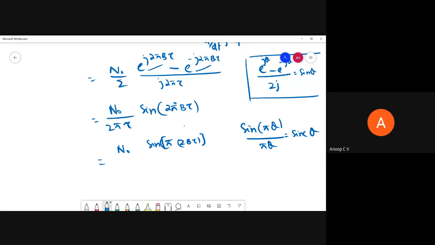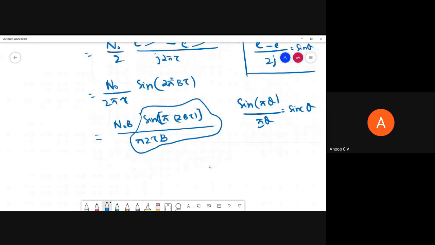Then in the denominator we have 2, pi, and tau, but one b is missing. So if I multiply and divide by b, this will reduce to a sinc function.